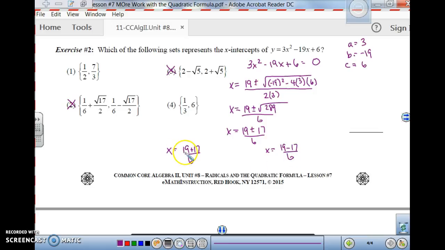Well, 19 plus 17 is 36 over 6, which is 6. And 19 minus 17 is 2 over 6, which is 1/3. So your answer is x equals 6 and x equals 1/3. That means it's number 4.